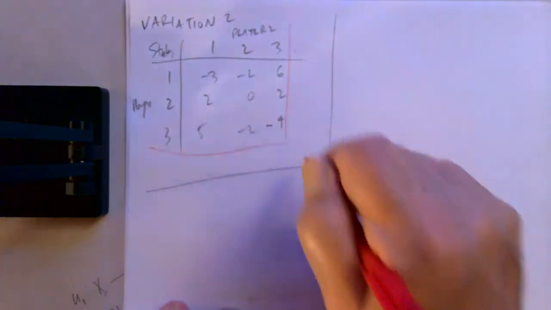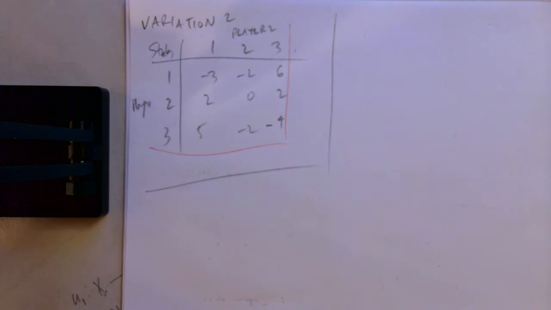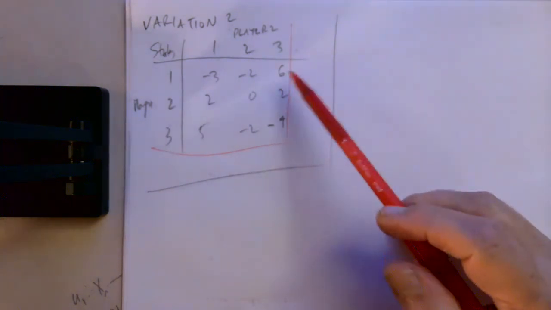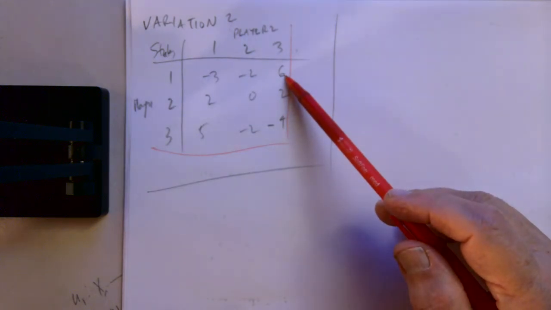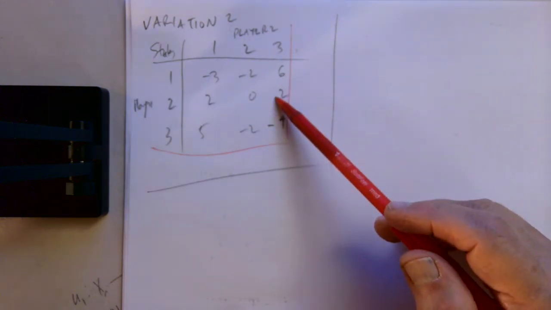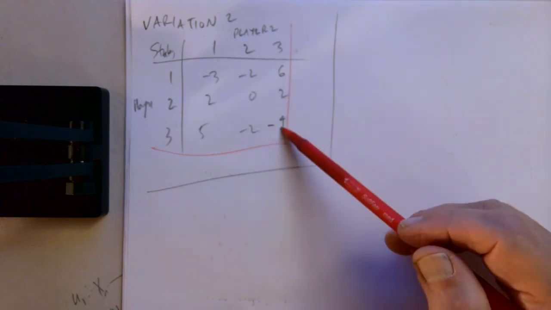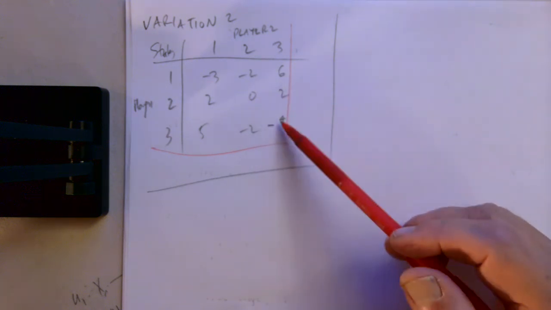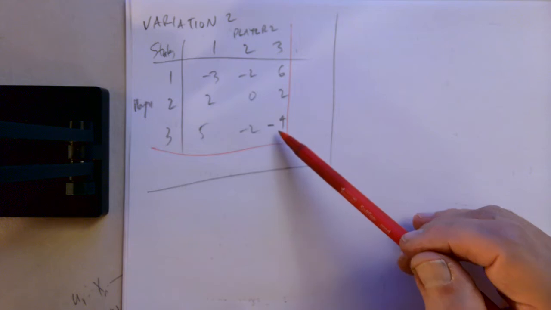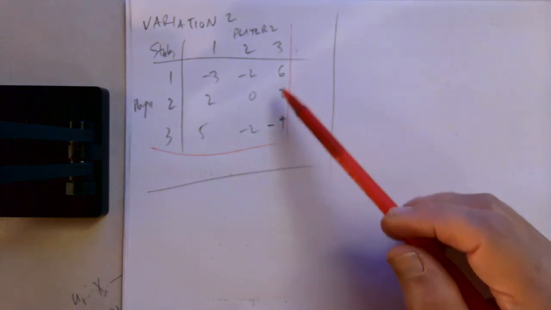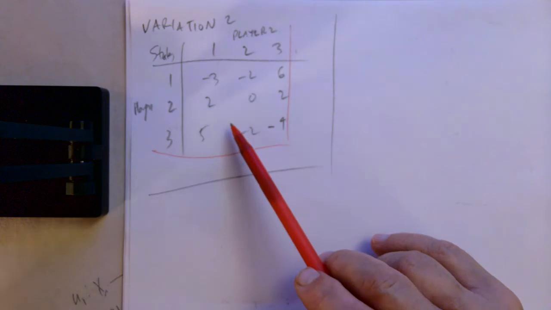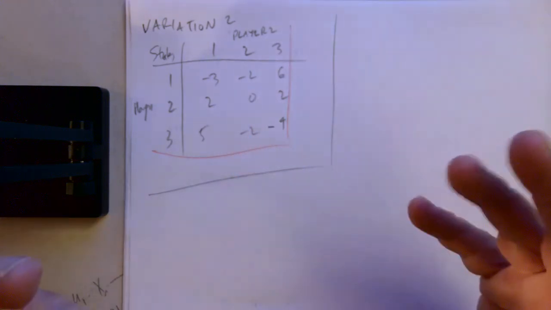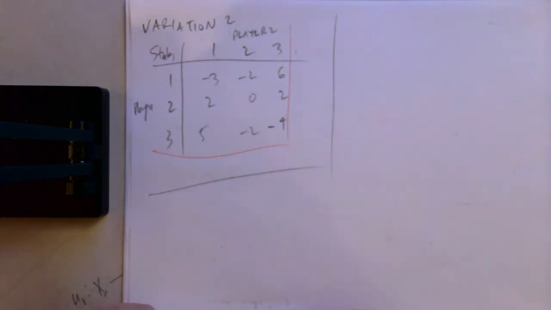Now, what is player one going to do? Strategy one doesn't dominate strategy two or strategy three. Strategy two doesn't dominate either one or three. Strategy three doesn't dominate either of the other two. So in this case, with this payoff table, there's no dominant strategy for player one.